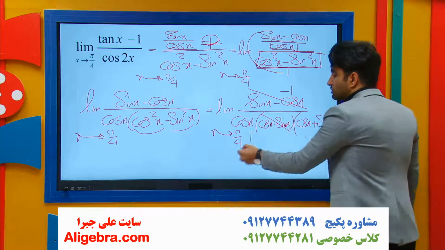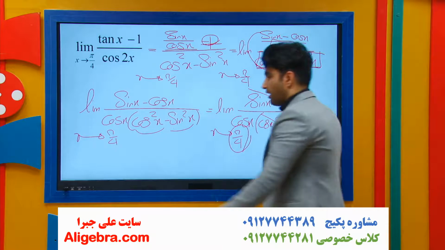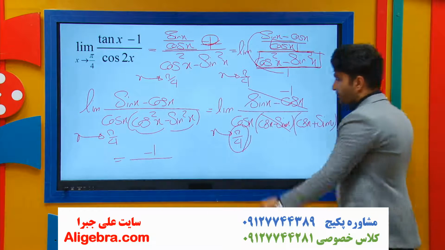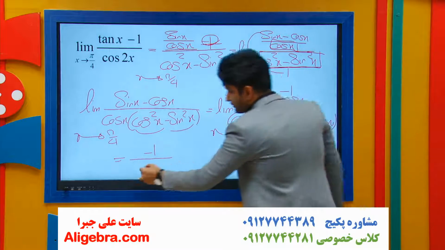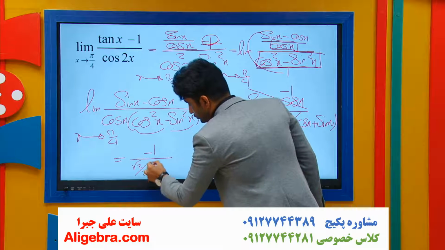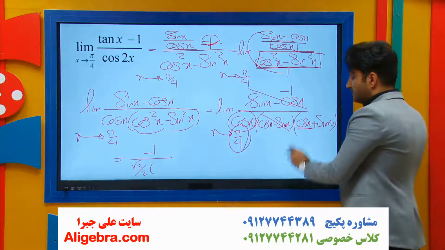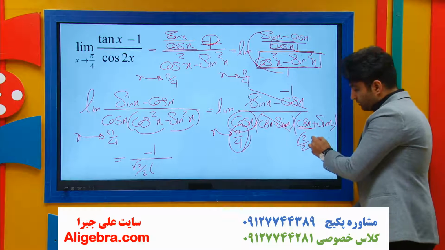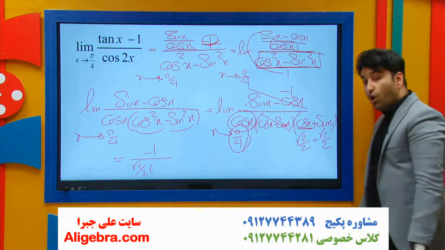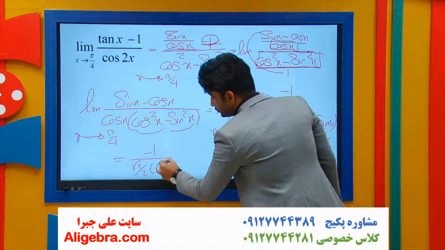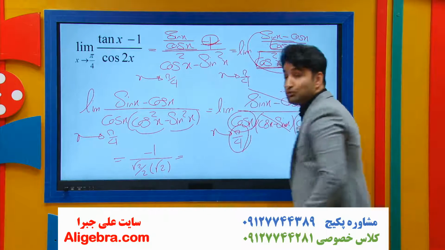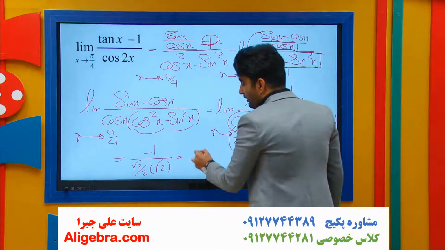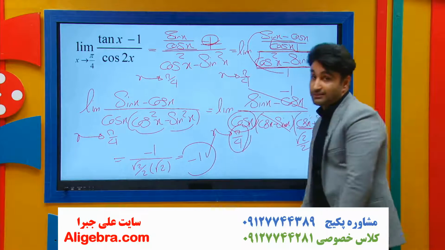Now, use direct substitution to get your answer. On top, I have only minus 1. On the bottom, I have cosine x, which is the square root of 2 over 2, times sine pi over 4 gives me the square root of 2 over 2, plus, again, the square root of 2 over 2, which is the square root of 2. The square root of 2 times the square root of 2 gives me 2. 2 divided by 2 is 1, and only minus 1 is left.